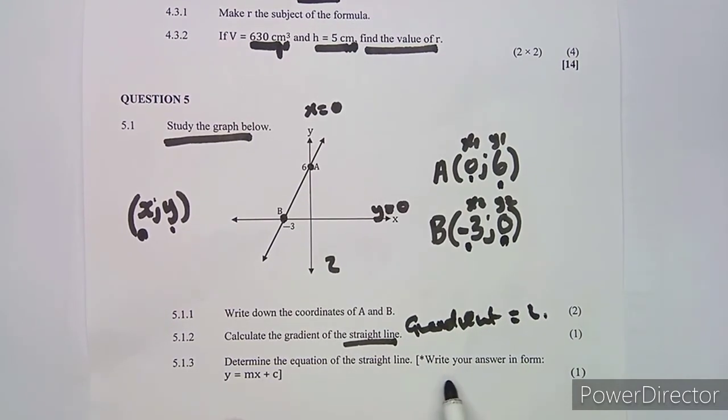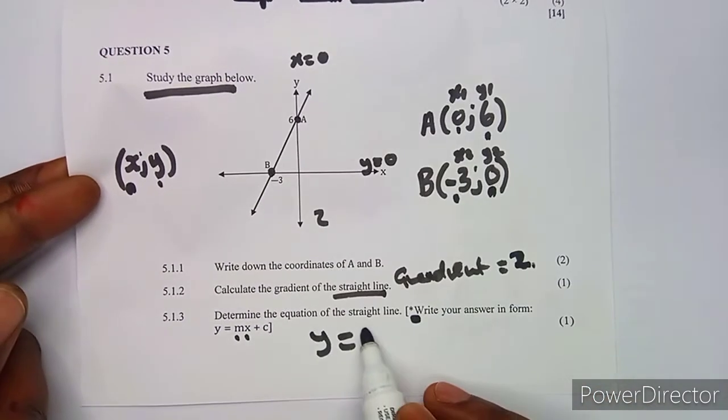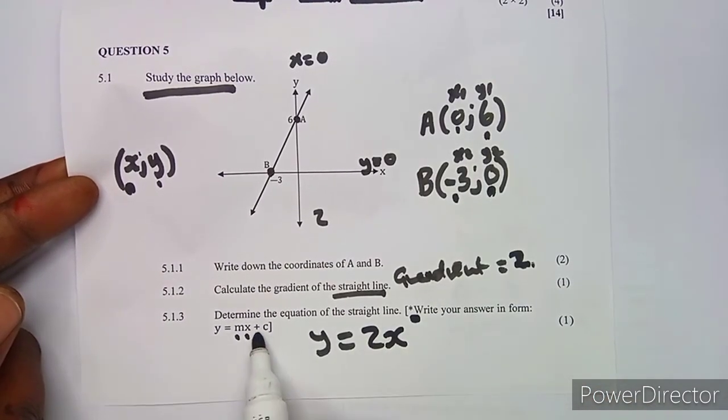Then determine the equation of the straight line. Write your answer in the form. We are given a condition of writing our answer in the form y is equal to mx. So remember, guys, m is the gradient, and we said our gradient is 2. So it is going to be 2x plus c.